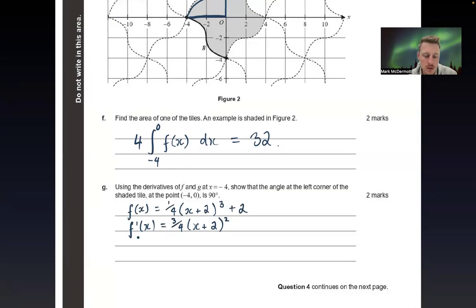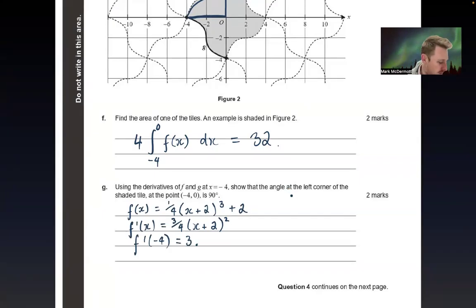We want to know the gradient at -4, so f dash of -4. -4 plus 2 is -2, and I've got to square it, so -2 squared is 4. So this is just 3.